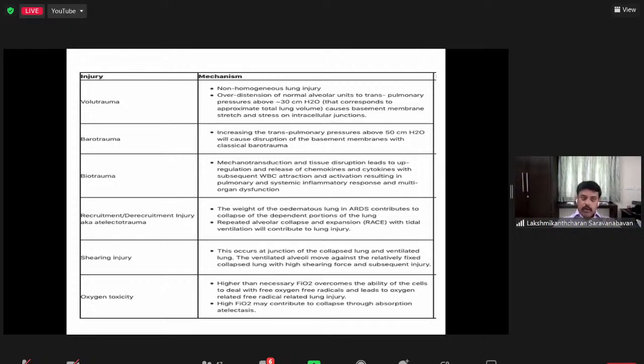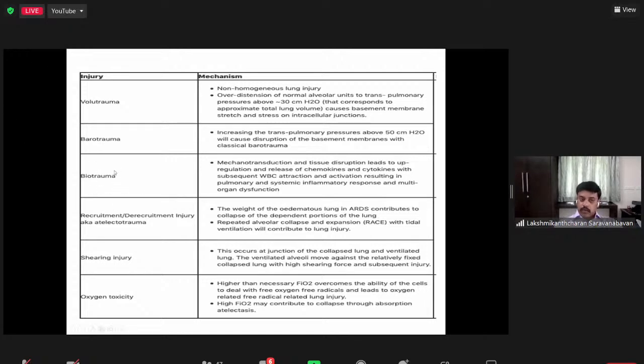Barotrauma is nothing but an increase in the total transpulmonary pressure. As we saw earlier, our main aim is to generate a tidal volume by generating a pressure. So the amount of volume generated depends on the amount of pressure. When you want to generate more volume, you need to give more pressure. Whenever the pressure increases beyond a point, it causes disruption of the basement membranes at the level of the alveolar epithelium. This again is very, very important.